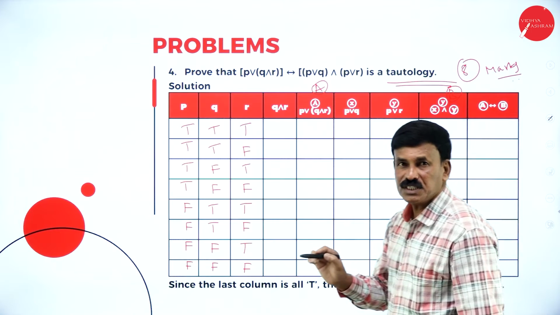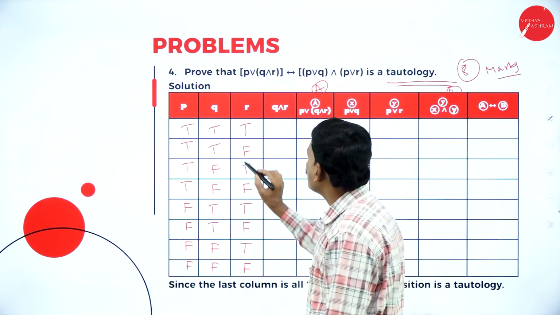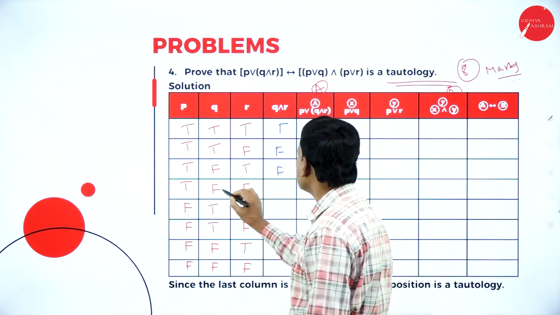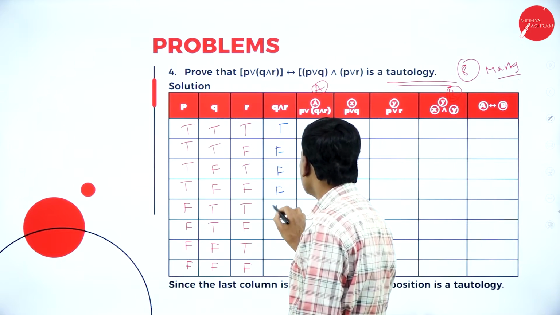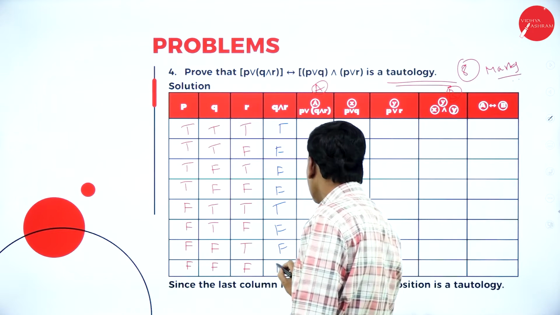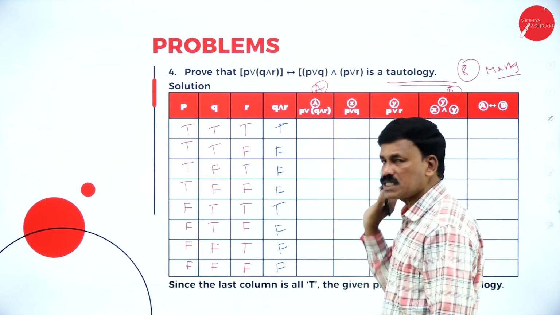Now you know the conjunction. What is conjunction? True and true is true, in all other cases it is false. So true and true is true, true and false is false, false and true is false, false and false is false, true and true is true, true and false is false, false and true is false, false and false is also false. So conjunction is true and true is true, in all other cases it is false.